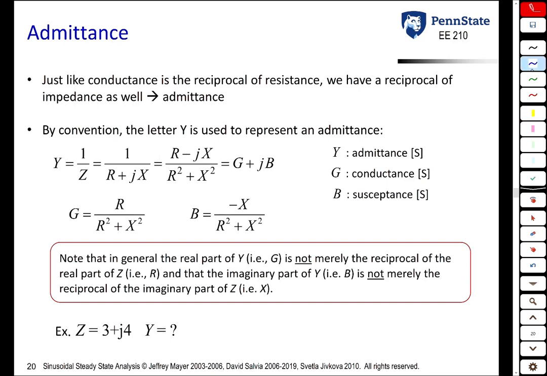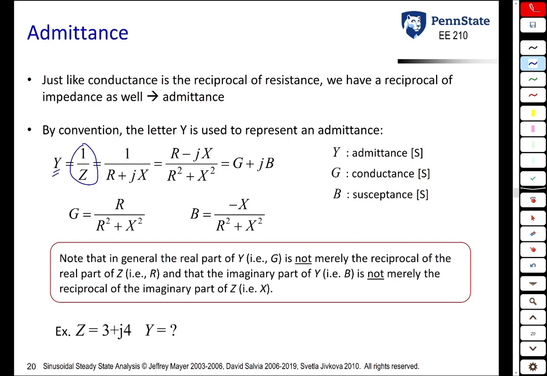Let's briefly talk about admittances. So admittance is the generalization of conductance. So if you remember, for a resistor, the conductance is a reciprocal of the resistance. So admittance then is a reciprocal of impedance. So if you take impedance, take its reciprocal, we get admittance, and we use the letter Y to designate admittance.